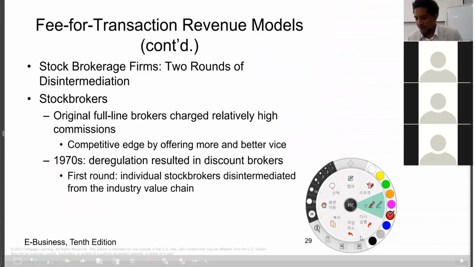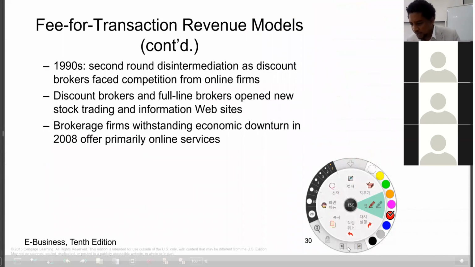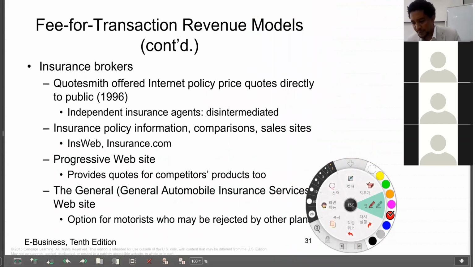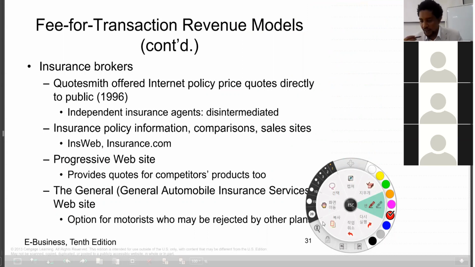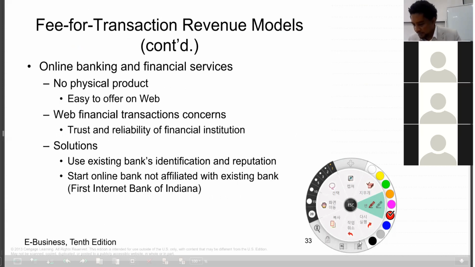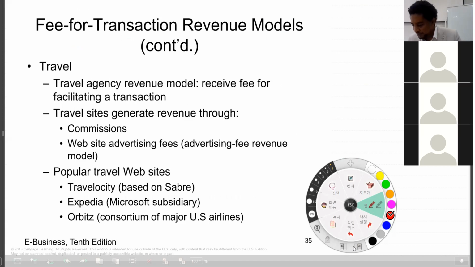And proceeding, we have stock brokerage firms. Okay, let's pass this. I will try to skip some of the contents because I think you can easily understand. If you understand the concept of fee for transaction, then I guess you can read and understand the points discussed under each slide, okay? So let's go to the other model. These are all the same, okay?